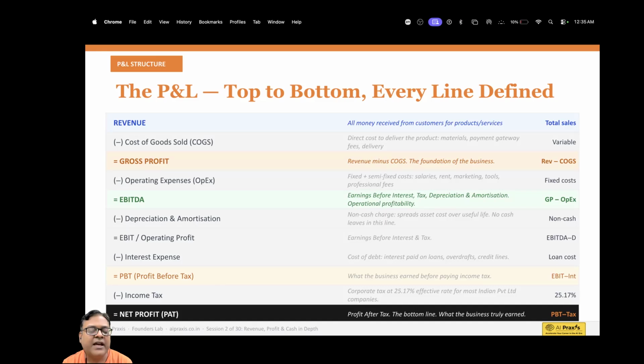Once you subtract interest from EBIT, what you get is the PBT. This is the profit before tax, or earnings before tax, whatever. What the business earned before paying income taxes. And you have to pay taxes, of course. Those are corporate tax, which can be at, let's say, 25.17% effective rate, whatever, for private limited companies, right? And what you get at the end is the net profit. This is the take home. This is what the business has truly earned.